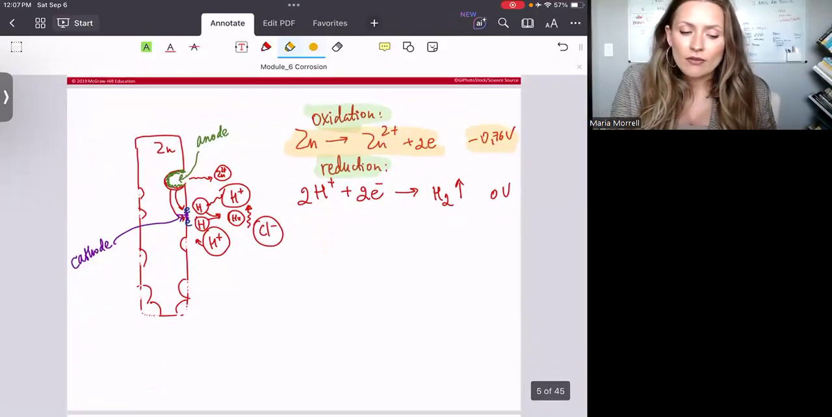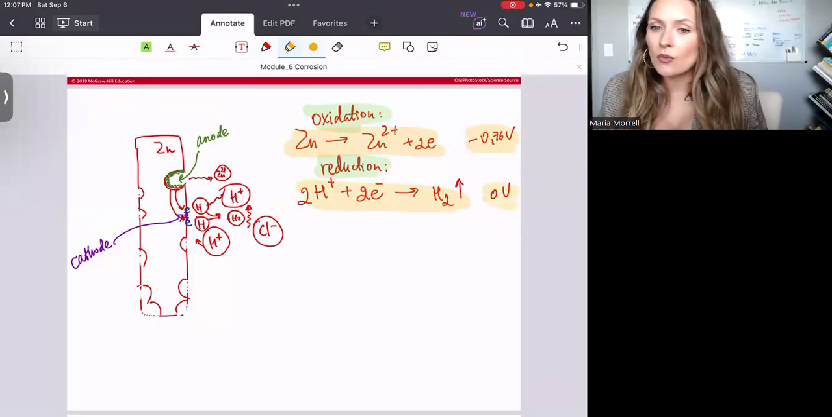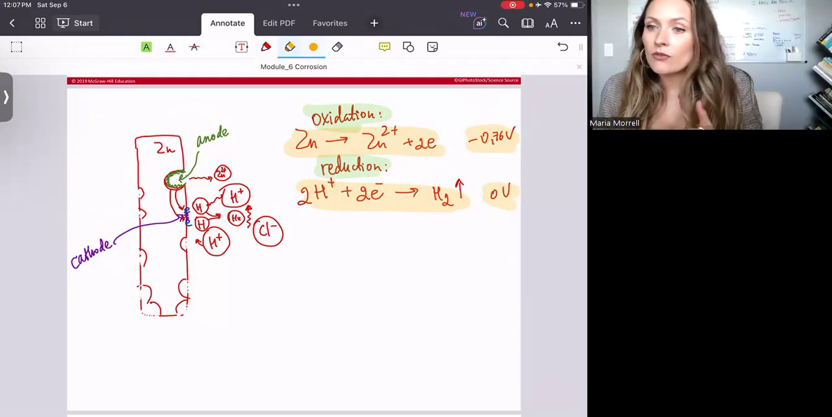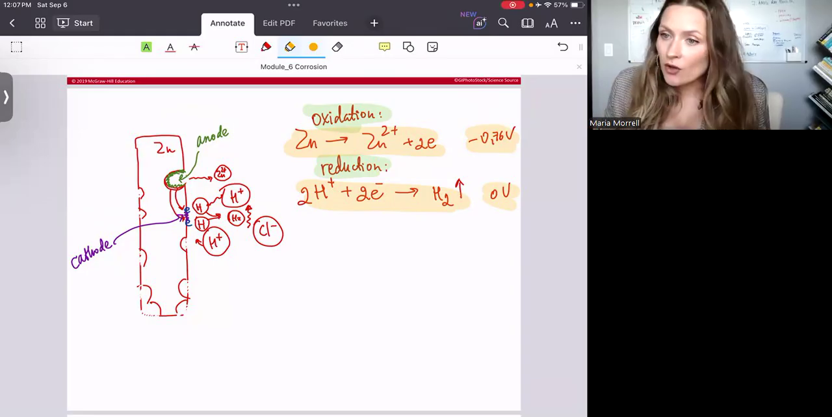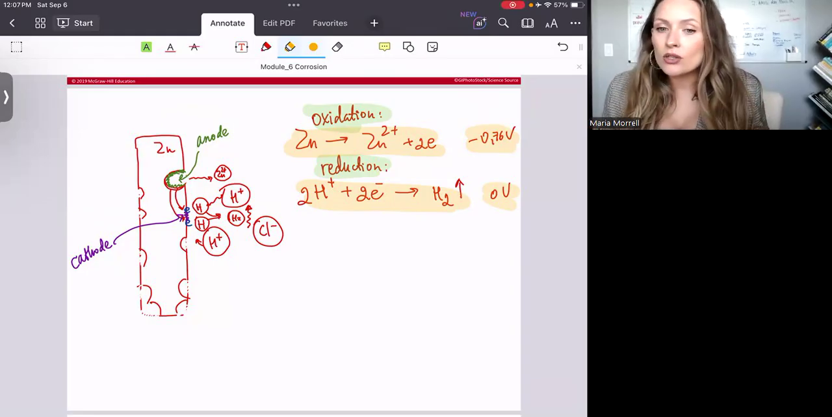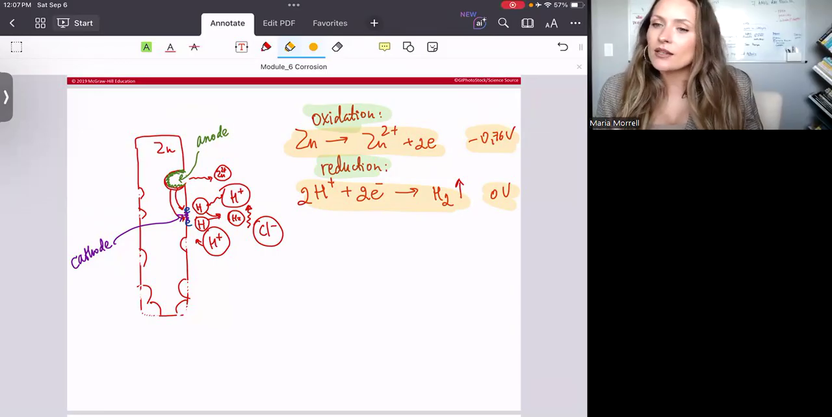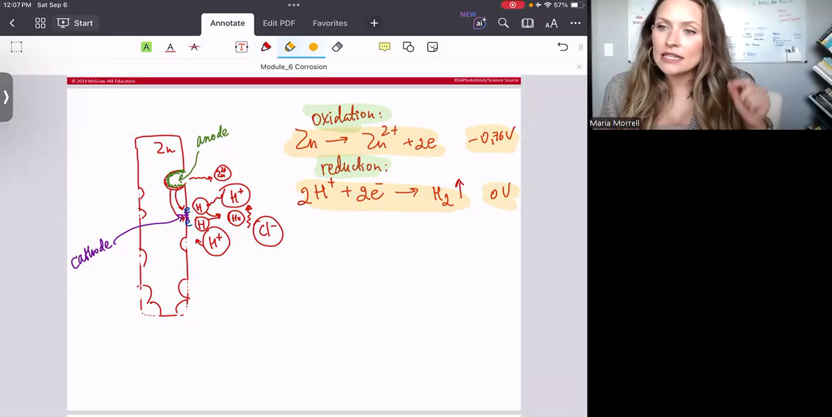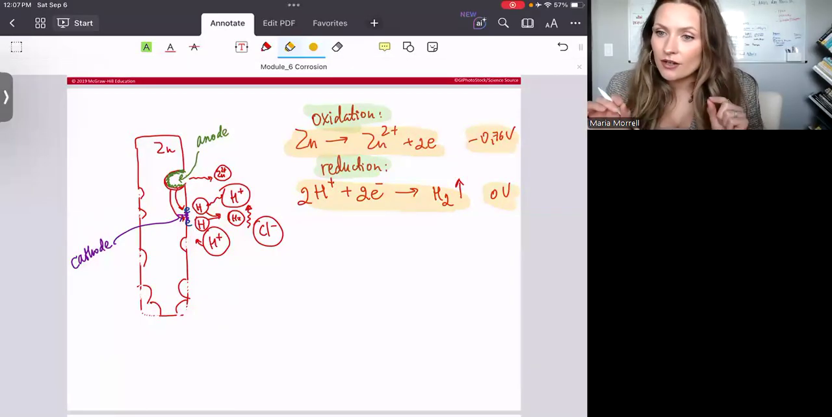Now, and then we also have a reduction of hydrogen, right? Or hydrogen evolution, and we have a potential associated with that reaction. Now, each of those reactions happens at either a local anode, that's for your oxidation, or a local cathode, which is relevant for your reduction. And as we see on the slide, each of these reactions has a unique potential, right? And they're different, negative 0.76 and zero.